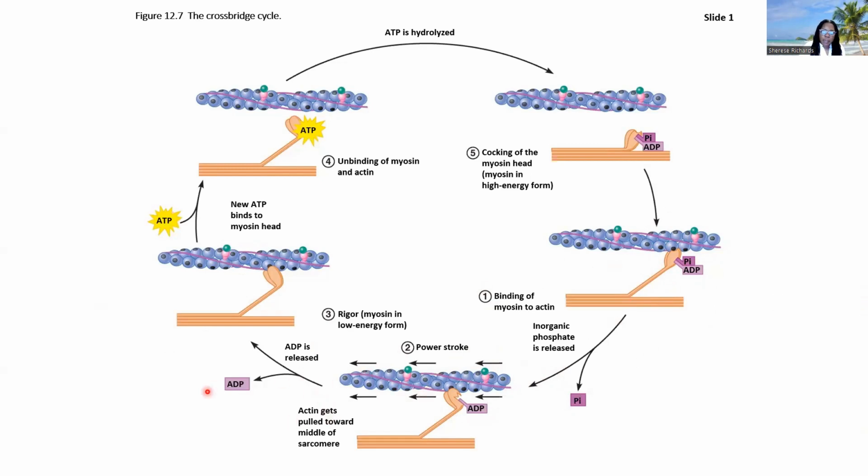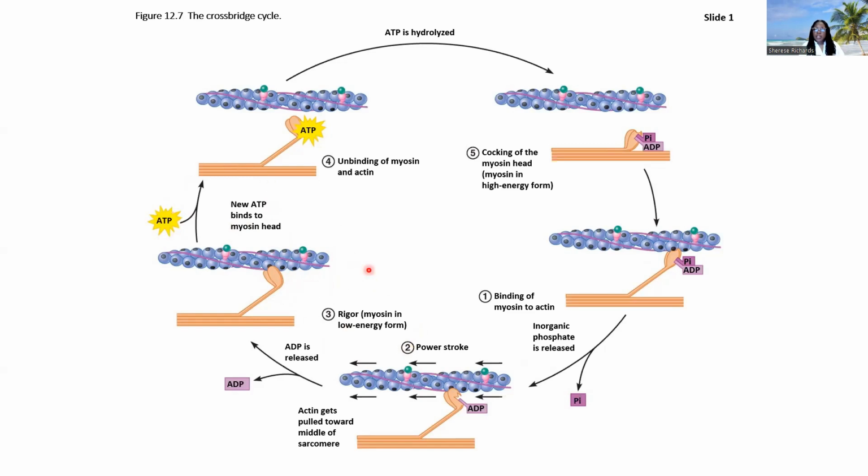And then the ADP comes off, but guess what? We're still in that low energy form. Really important to think about this. Until that new ATP comes in, actin is going to stay bound tightly to that myosin because it's still in the high energy form or low energy form, excuse me. This is what we refer to as rigor.